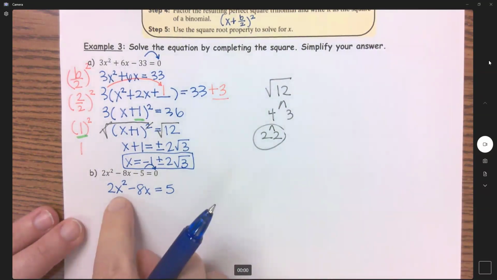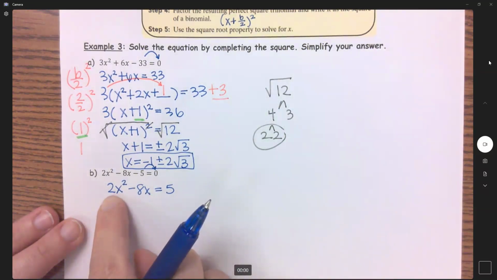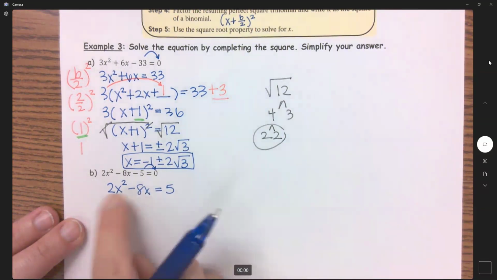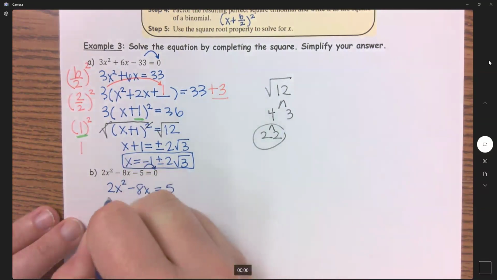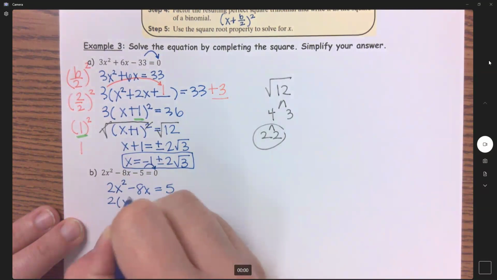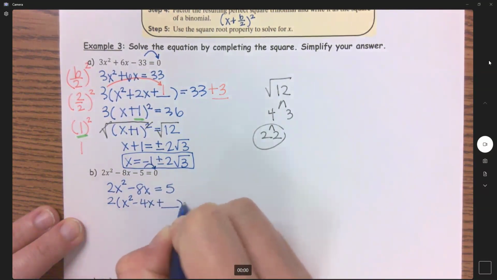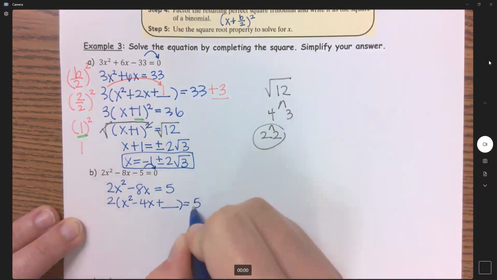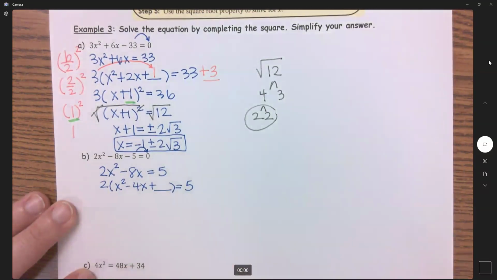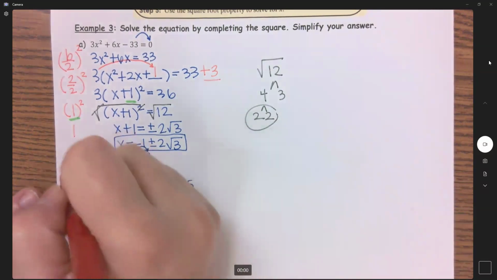Okay, now I need to deal with this coefficient in front of my x squared. So luckily these are both divisible by 2. I'm going to pull that 2 out. And now I'm going to leave some room. Let's figure out what we're putting into that blank here.